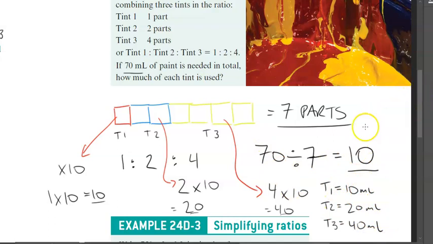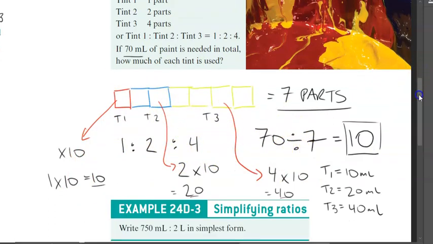So how we tackled this, remember, is add up all your parts and then divide it into what the required amount is, and then distribute that amount by multiplying by each part. And this could happen more than 3 times. You can have 5, 6, 7, depends on what the ratio type of question is.